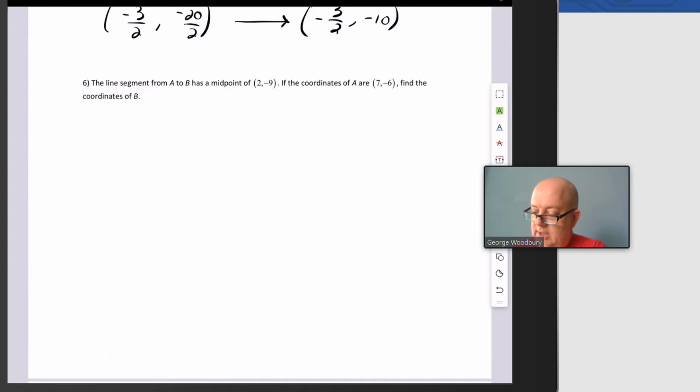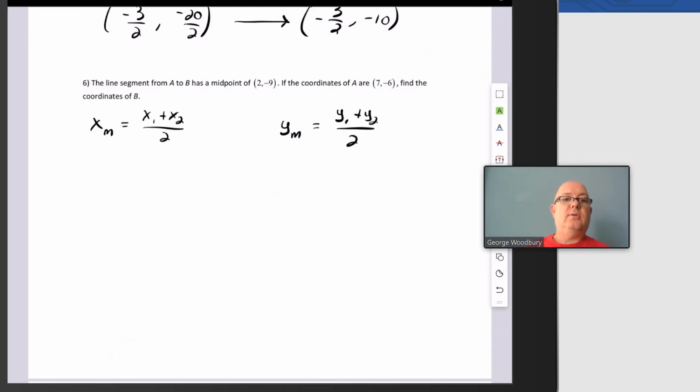So what we know is the x-coordinate of the midpoint is x1 plus x2 divided by 2. The y-coordinate of the midpoint, so I put an m under there for midpoint, that's equal to y1 plus y2 over 2. And we know the midpoint is 2, -9, so that is xm, ym. One of the points, the coordinates of A, 7, -6, that's our x1 and y1. And what we're trying to figure out, what are x2 and y2? We can substitute into these two formulas and solve.